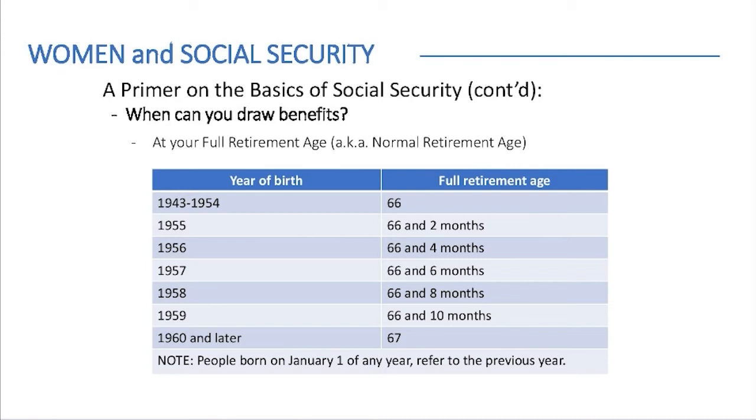I mean, it's ingrained. As you can see, your retirement age is based on the year you were born, except those people born on January 1st. Those people are actually considered the previous year. So if you were born January 1st, 1959, you would use 1958 as your full retirement age. So that's a little quirk with Social Security. It's always the day before they consider your birthday.